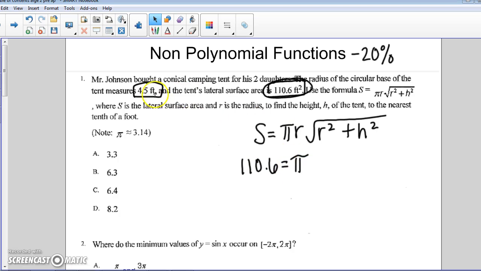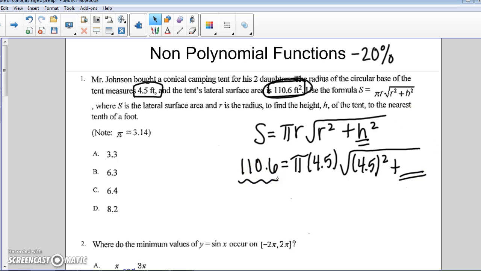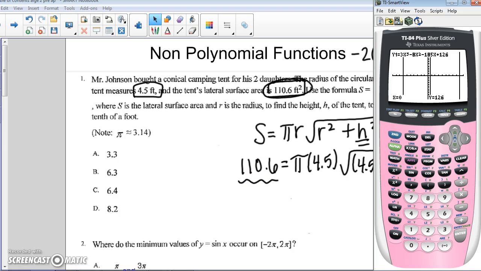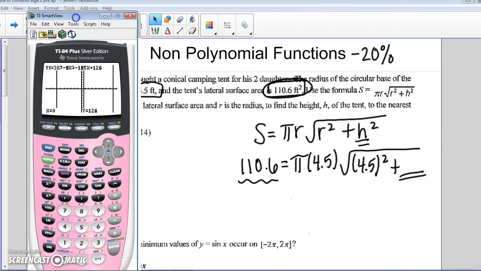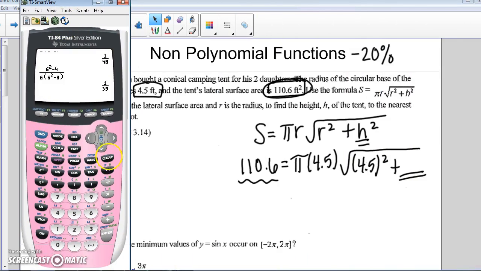Pi is a constant, radius is 4.5, square root 4.5 squared, and R is the radius. To find the height, H, to the nearest tenth of a foot. So, this is our height. So basically, we're trying to figure out what can we put in here to give us 110.6. Well, the easiest way to do that problem is to just play the guess and check game.